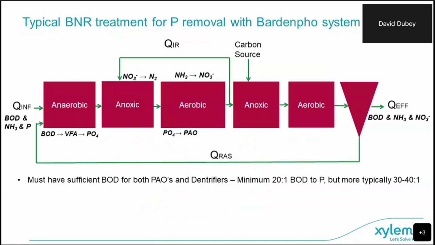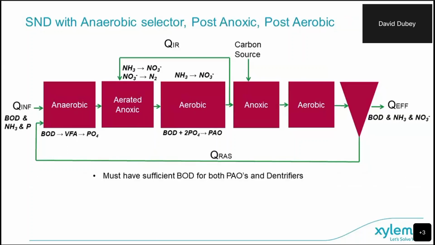So here's a typical BNR removal system with a Bardenpho system, which has the anaerobic tank at the front. Similar to what we were talking about before for nitrate removal, but adding anaerobic on the front. And so BOD, ammonia, and phosphate coming in, BOD, ammonia, and nitrates going out. So this is the S&D version of the same thing. So a little bit less to do.